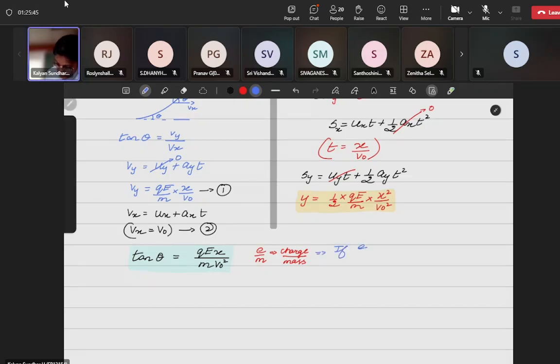If the e by m ratio increases, then deflection also increases.